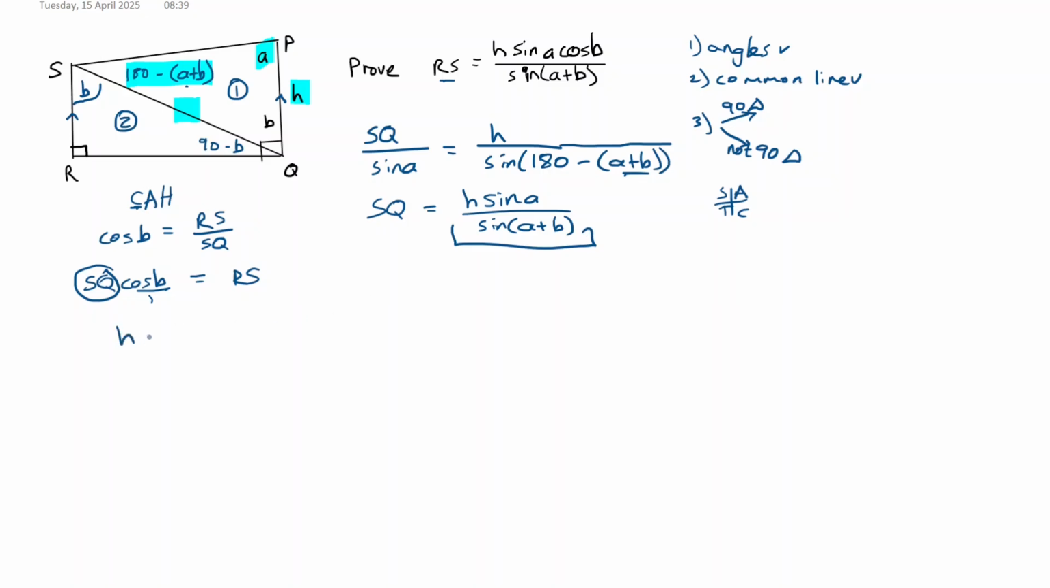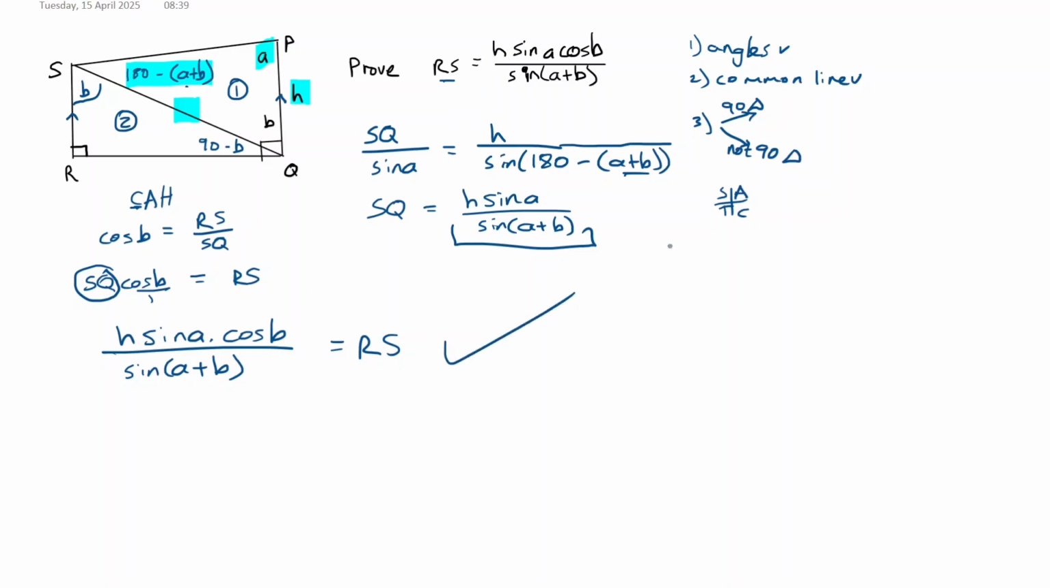So here it goes. H sine A over sine (A plus B), and that was SQ. There was also cos B on the top. And that should be equal to RS. And for the first time, I look at what they wanted, and it's identical to what I have.